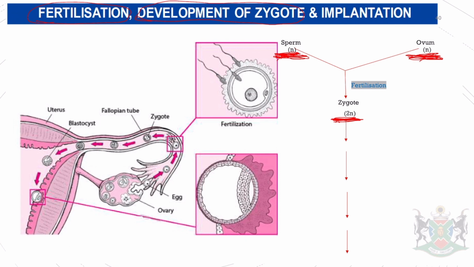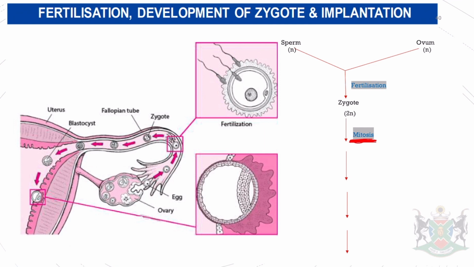Remember, the zygote is one cell. It is the fertilized ovum. So what is going to happen to it? It is going to undergo mitosis. Remember, we have two main cell divisions: mitosis and meiosis. One of the roles of mitosis is growth.